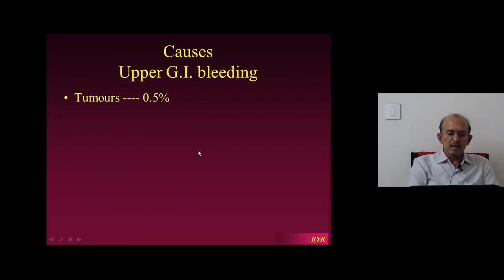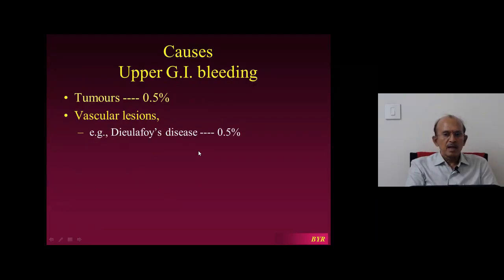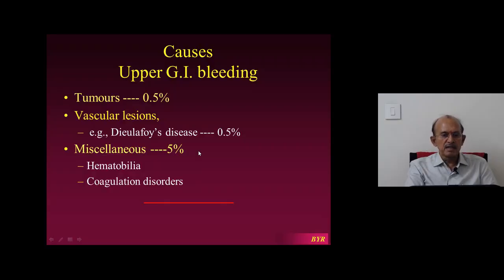Then the minor causes like tumors, vascular lesions. There is an example, Dieulafoy's disease. That means some vascular malformations in the submucosa of the stomach and duodenum also can cause upper GI bleeding. Then miscellaneous causes like hematobilia and coagulation disorders, they account for about 5%.